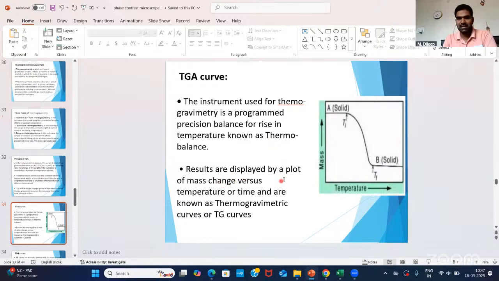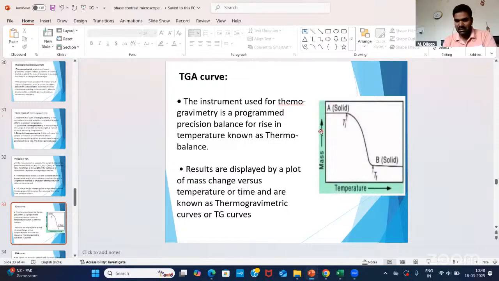The results are displayed by a plot of mass change versus temperature or time, and are known as thermogravimetric curves or TG curves. So these types of curves are called thermogravimetric curves.